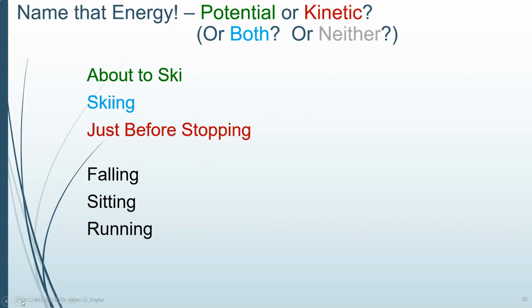Falling, sitting, and running. Well, if you're falling, you haven't fallen all the way. You're clearly moving as you're falling, and you're still going to fall more, so you have both kinetic and potential. Sitting, you're above the ground. You're not sitting on the ground; in this case, we're talking about sitting on a chair. You have potential energy. You have the potential to fall a little bit further to the ground. Running, you have a little bit of both. You're moving already, and you could fall all the way down to the ground.